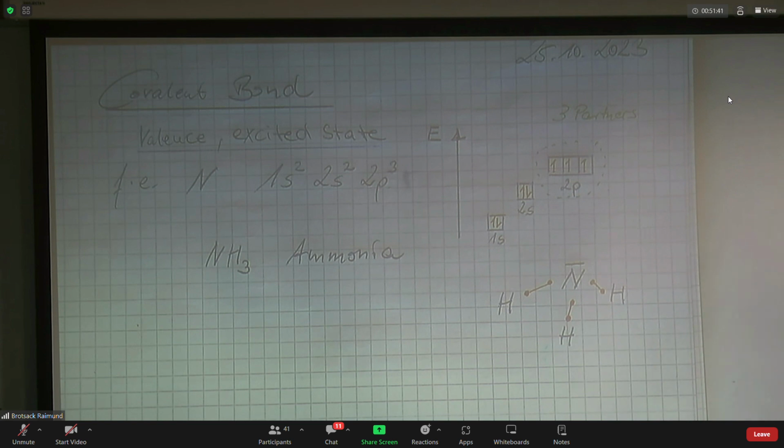Can you see the geometric structure of this molecule? How will it look like in reality?